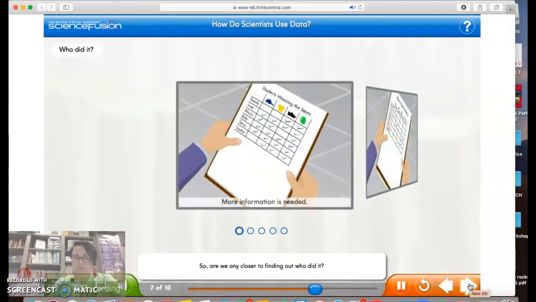So, are we any closer to finding out who did it? I don't know. Sometimes to solve a mystery or answer a question, you need more data. Click the pictures to find out how more data could help you draw better conclusions. The clothing worn by the thief is just one part of the mystery. You need more information than that to find out who stole Frank.